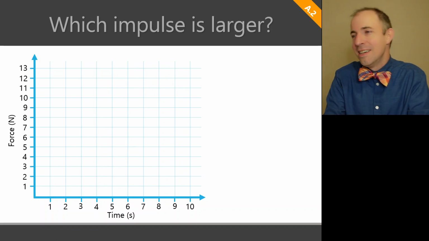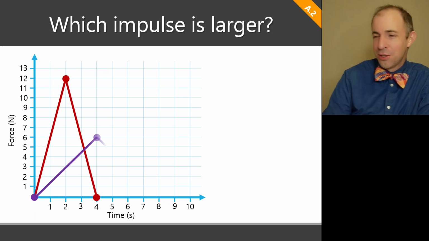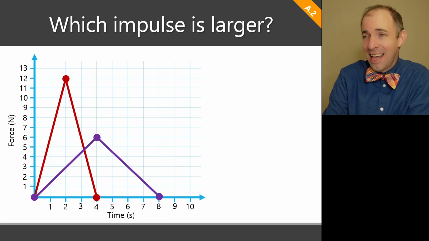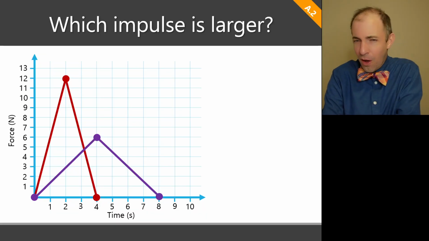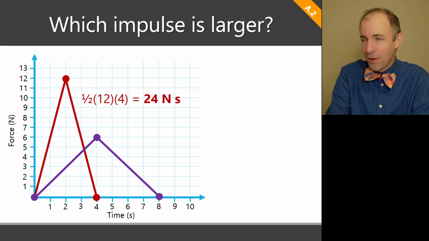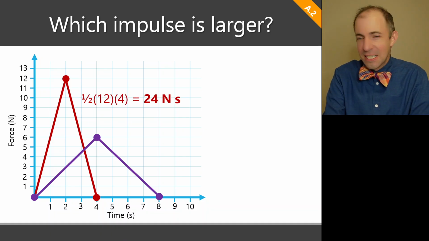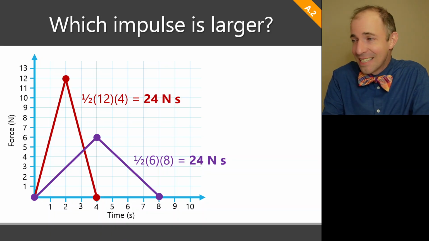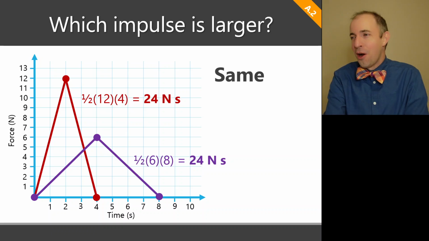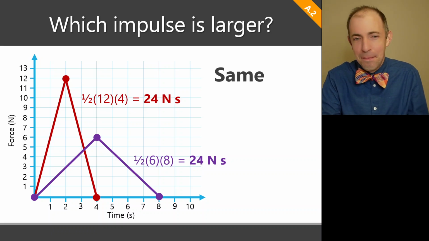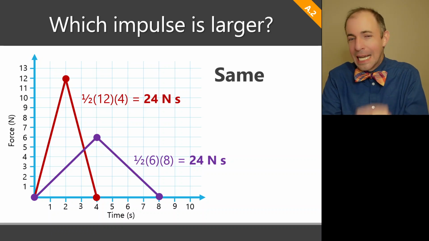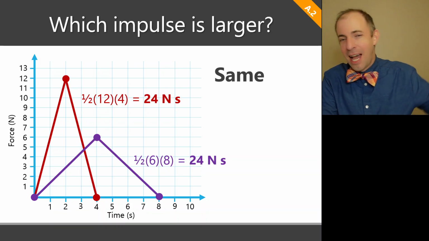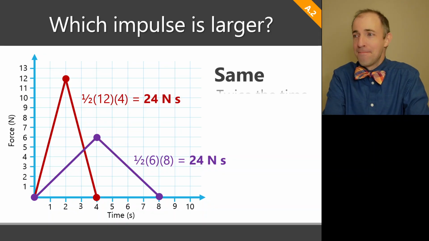So we can take that idea and extend it. Here's two different collisions that could happen. Which impulse is larger? I can clearly see that red experiences more force, but it also experiences less time. If I calculate the impulse, 1/2 times 12 times 4, that's 24 Newton seconds. If you do the same thing for purple, 1/2 times 6 times 8, that's also 24 Newton seconds. That is the same impulse. Both of these are going to change the momentum the same amount, but one does so with a larger force and less time. One does so with a smaller force and more time.